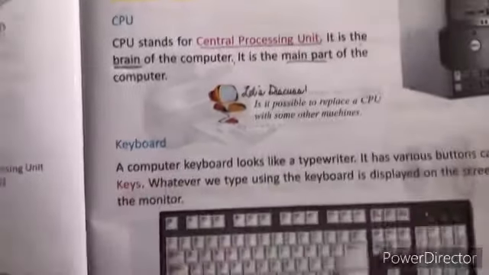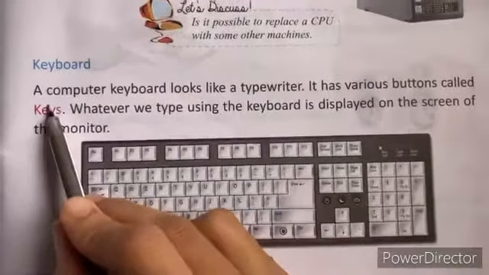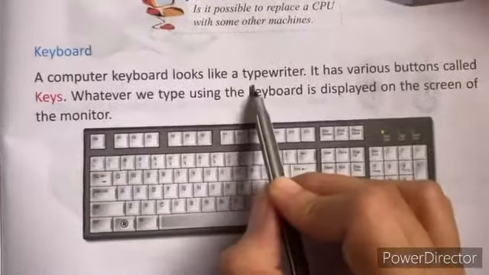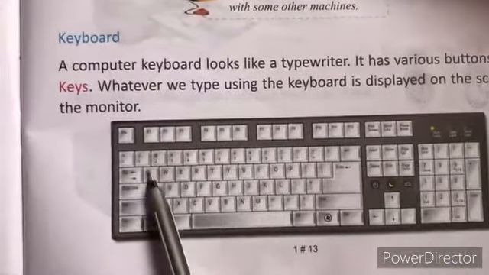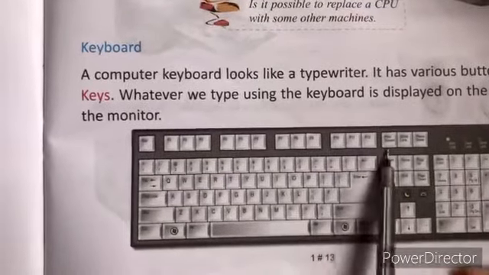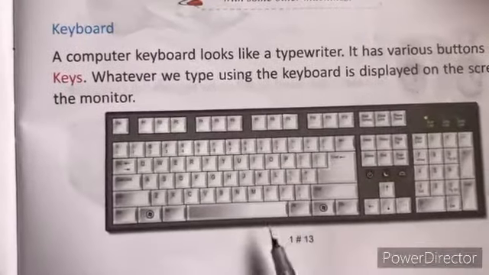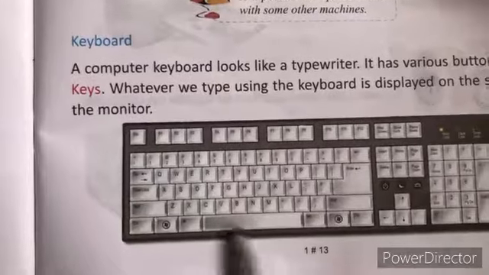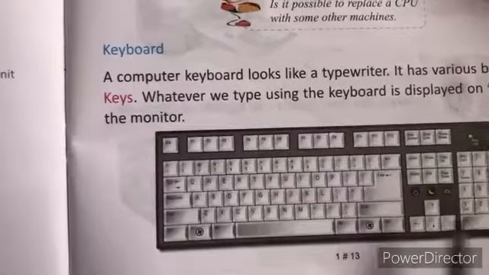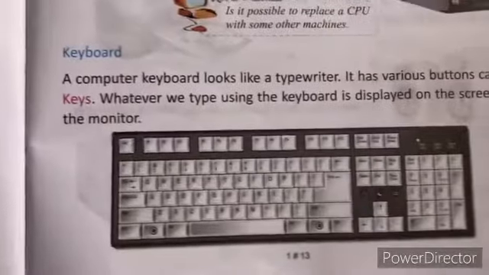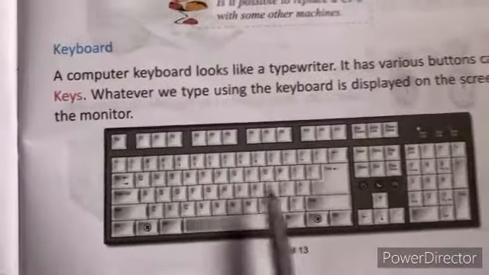Now we understand what is a keyboard. A computer keyboard looks like a typewriter. See here. In the keyboard we have A to Z, ABCD, the numbers 1, 2, 0, and some other function keys, right? Enter key, spacebar key, caps lock key, shift key, control key, delete key, and other keys also.